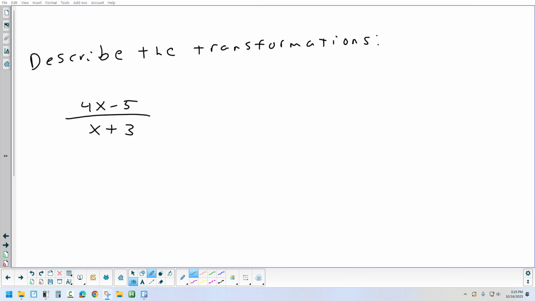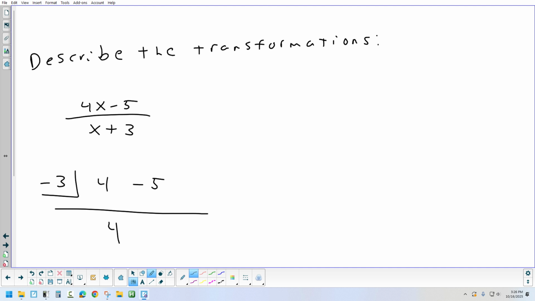Okay, so this one they want us to describe the transformations, but it's not set up properly. Right? We've got to do synthetic or long division to make it so we can figure out the transformations. Let's do synthetic, because that is faster. What would go on the outside if I'm going to do synthetic division? -3. Yep, -3. And the inside? 4, -5.